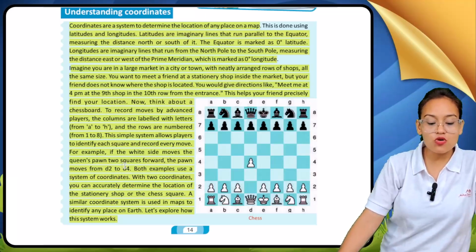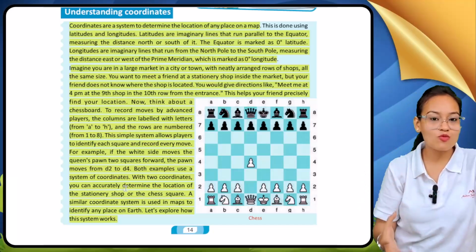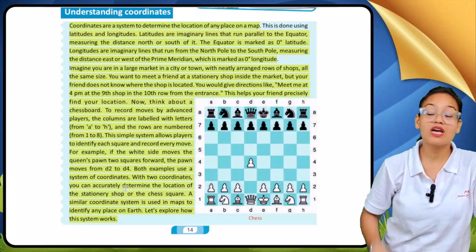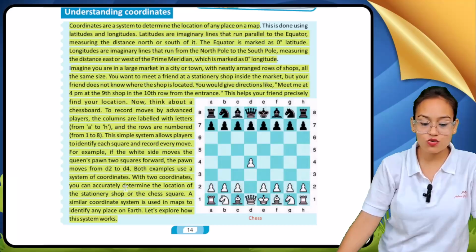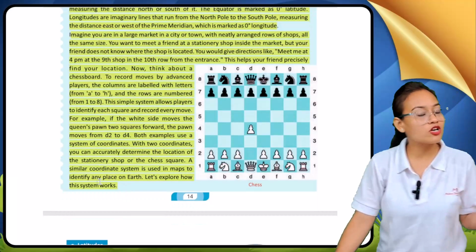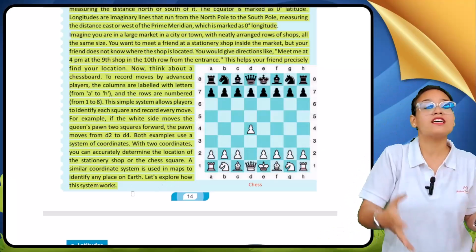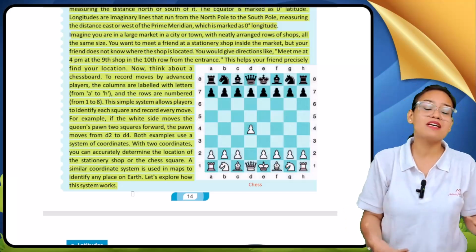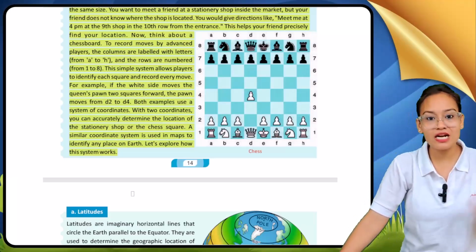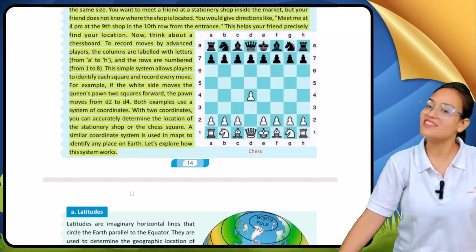Actually, why am I telling you all this and why is this mentioned in your book? Because we are understanding the concept behind coordinates. Using coordinates, you can easily identify the location of a stationery shop, and through this you can easily identify any place which is located on our planet Earth. If you know the coordinate points, meaning the latitude and longitude of any point, then you can easily find that place.